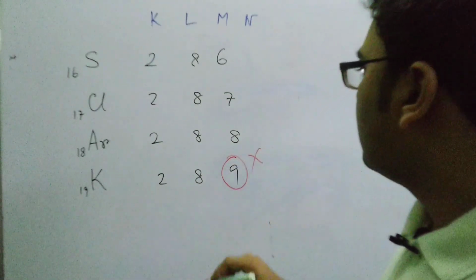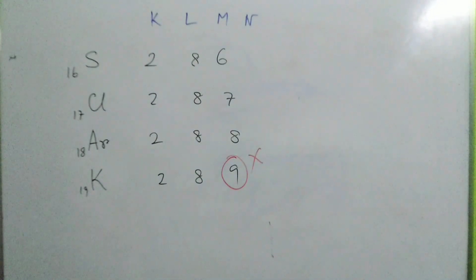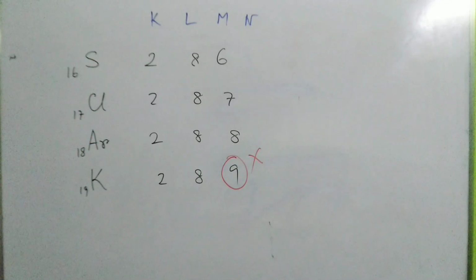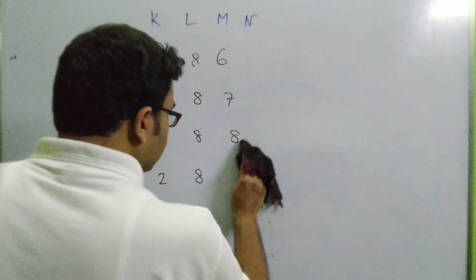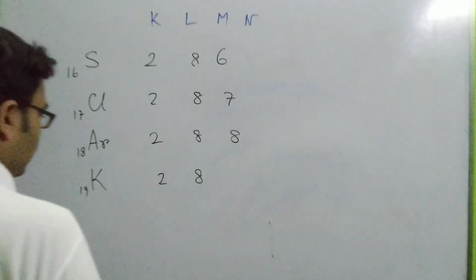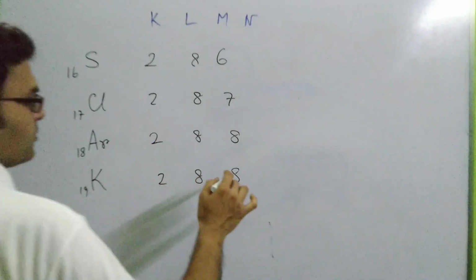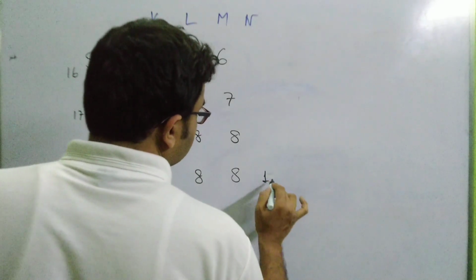Why is this wrong? Because there is another rule which says that the outermost shell cannot have more than 8 electrons. If I take this configuration, this is the outermost shell, and it cannot have more than 8 electrons. So I have to put 8 electrons here. Now this becomes my penultimate shell, and the remaining 1 electron will move to the next shell, the end shell.